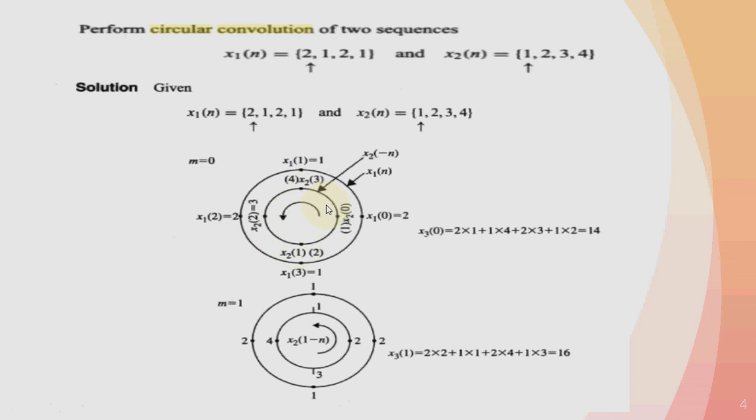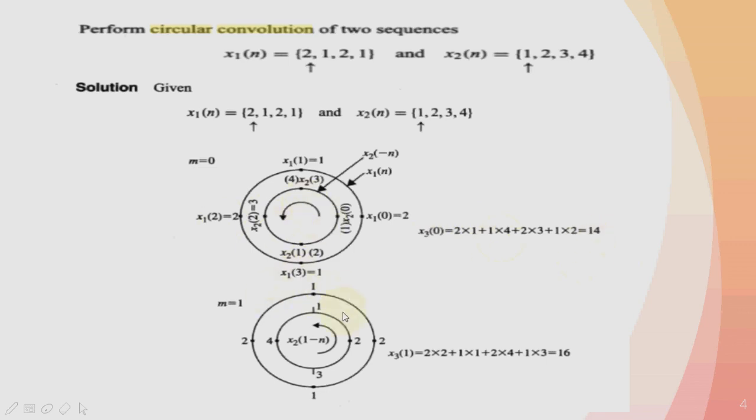So multiply both points, that is 2 multiplied by 1 plus 1 multiplied by 3, plus 2 multiplied by 1 plus 1 multiplied by 4 plus 2 multiplied by 3 plus 1 multiplied by 2. So you will get x3 of 0 is equal to 14.